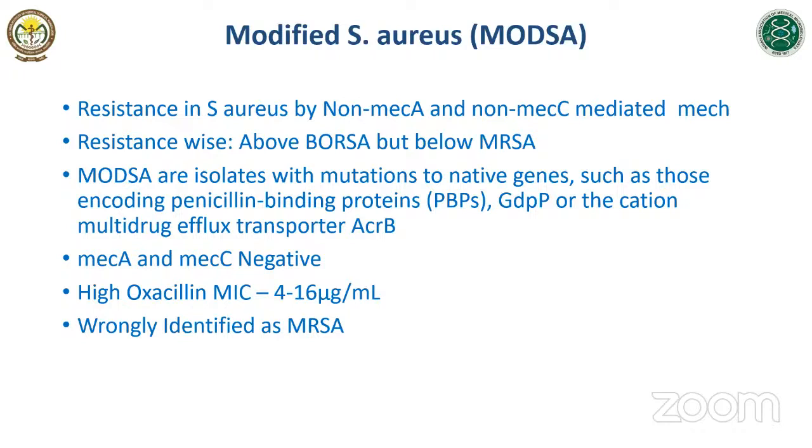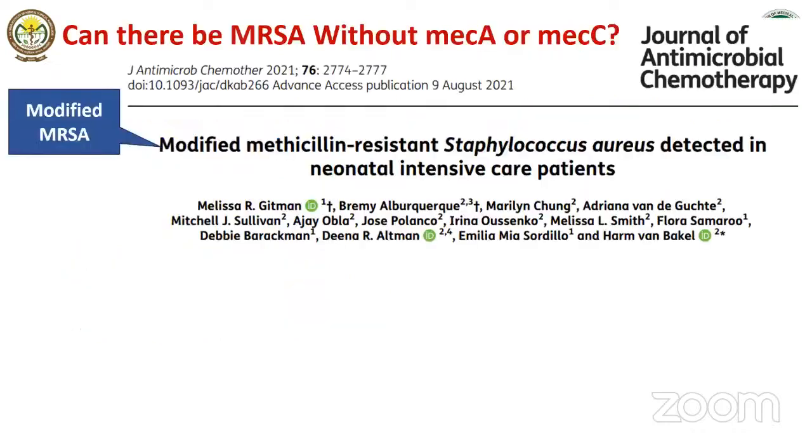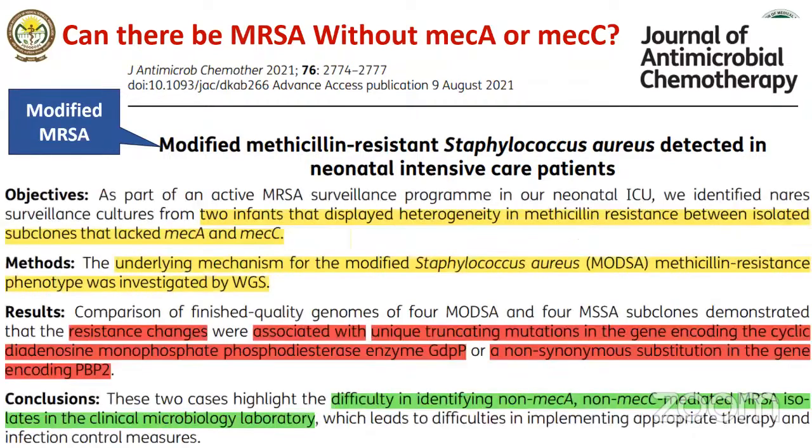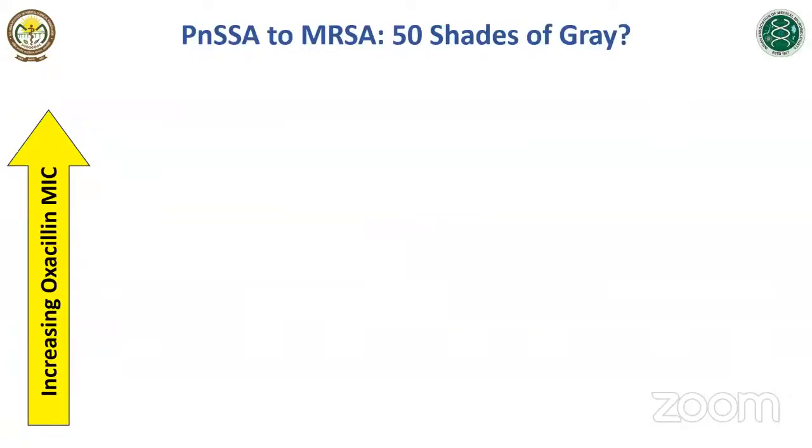Those isolates are the MODSA isolates. So this was another very interesting study that defined the MODSA isolates as associated with unique truncating mutations in the gene encoding the cyclic diadenosine monophosphate phosphodiesterase enzyme, or a non-synonymous substitution in the gene encoding PBP2. So basically the unconventional mutations in the PBP2 give rise to a MODSA isolate.